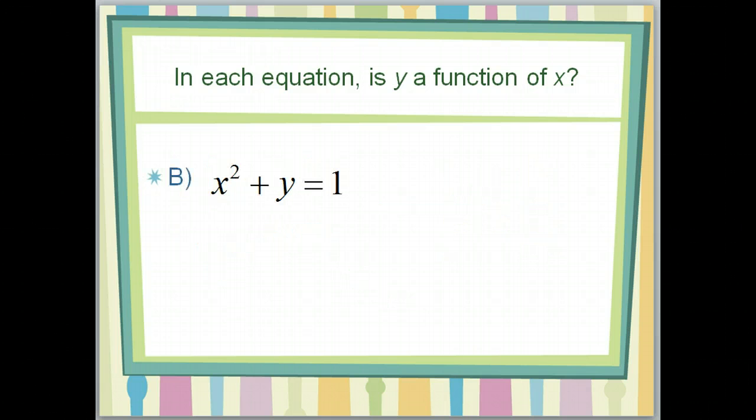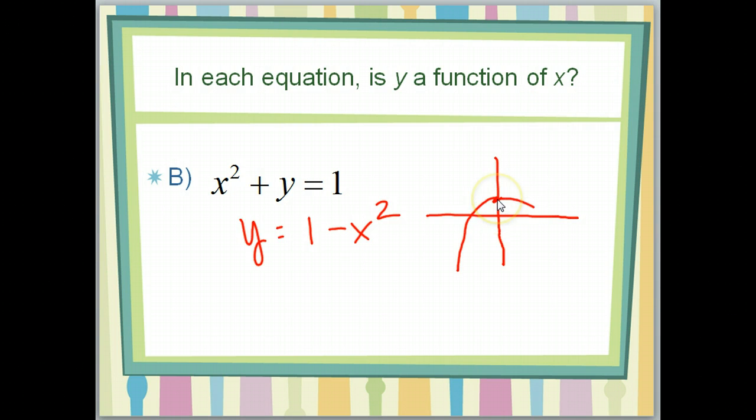For part B, let's solve for y. y equals 1 minus x squared. If we graph this, it's actually going to be a parabola that is opening down. It'll look kind of like that. So for example, if x is 0, then y is 1. If x is 1, then y is 0. If x is -1, y is also 0. You can see every value of x has exactly one value of y. So this one is a function.